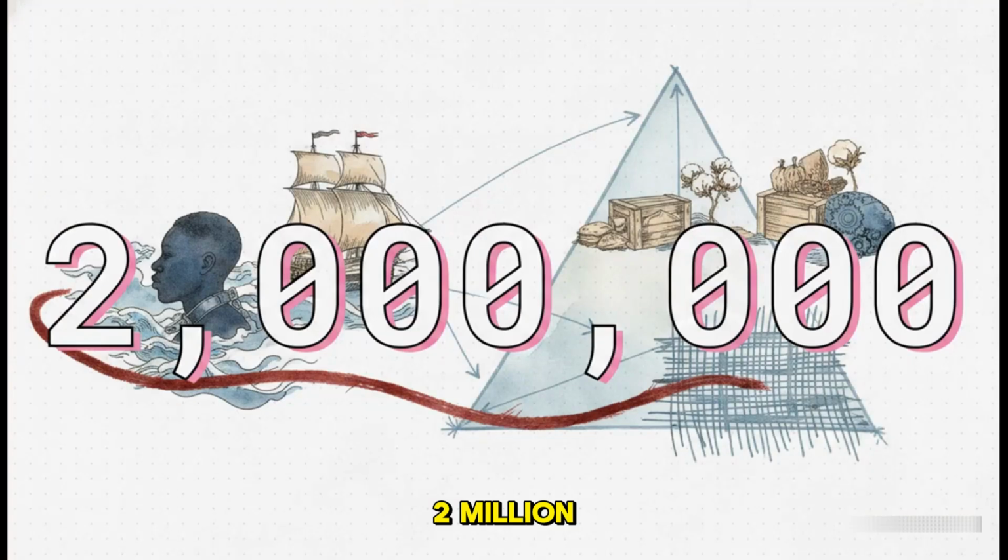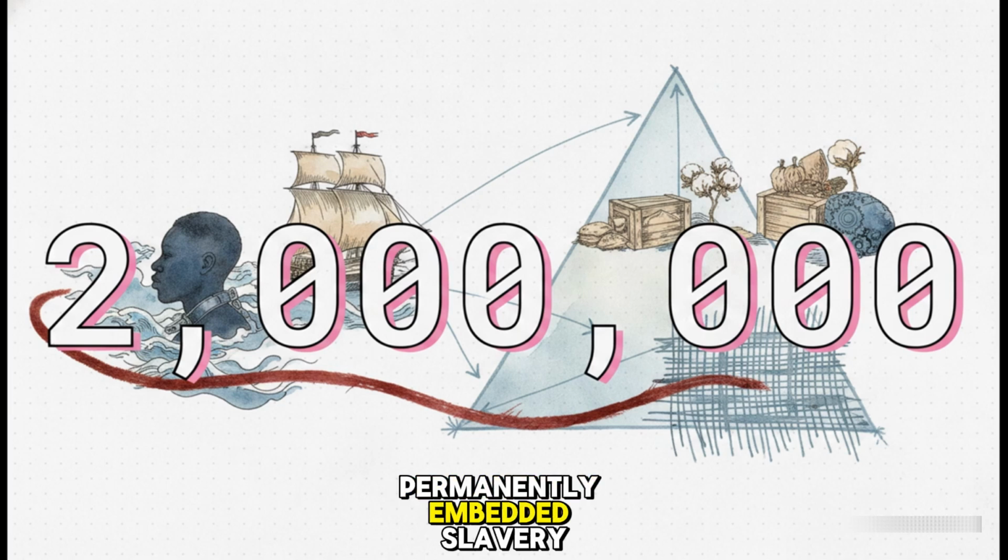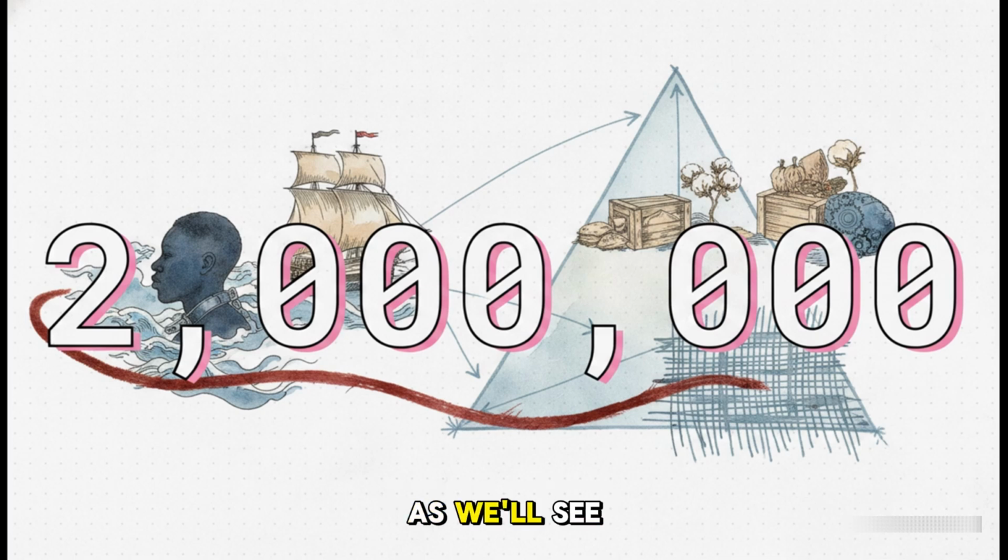2 million. That is the staggering number of enslaved Africans brought to the Americas between 1751 and 1775 alone. To put that into perspective, this explosive economic growth permanently embedded slavery right into the colonial fabric. It was a crucial thread that, as we'll see, violently pulls the nation apart later on.